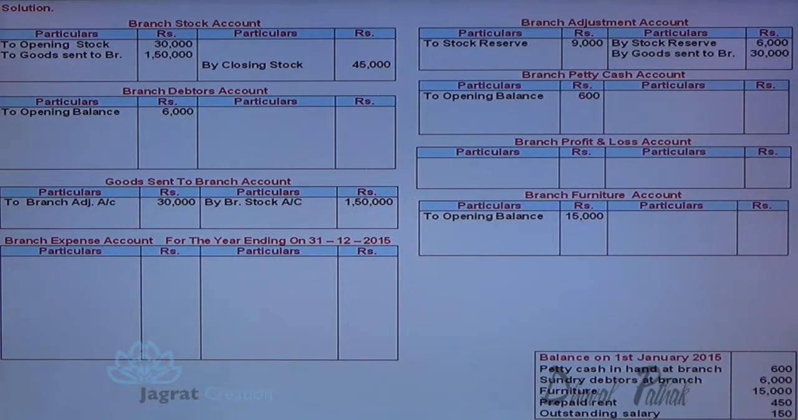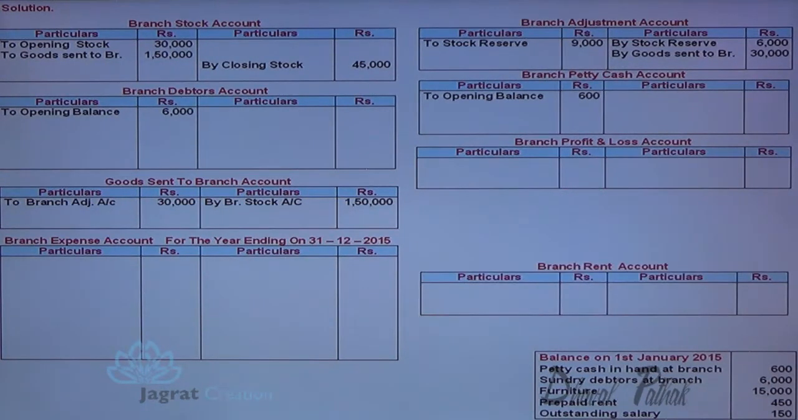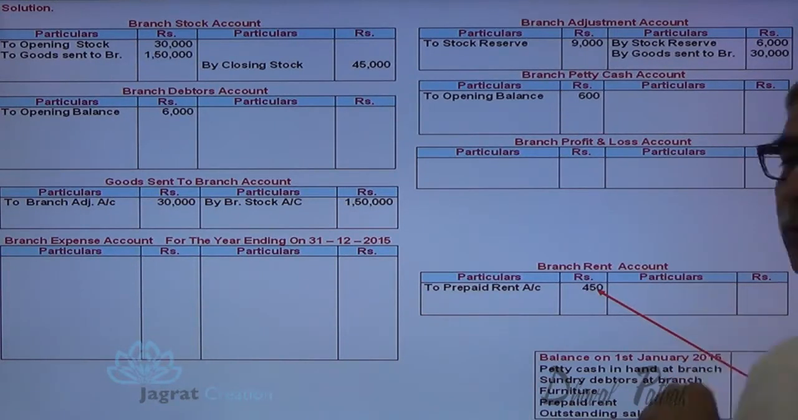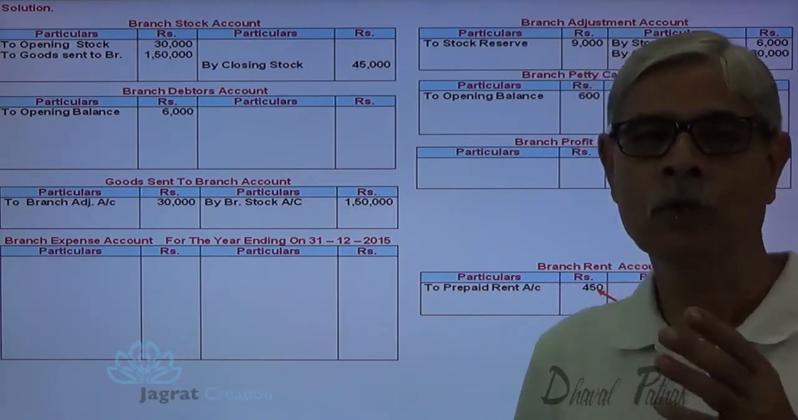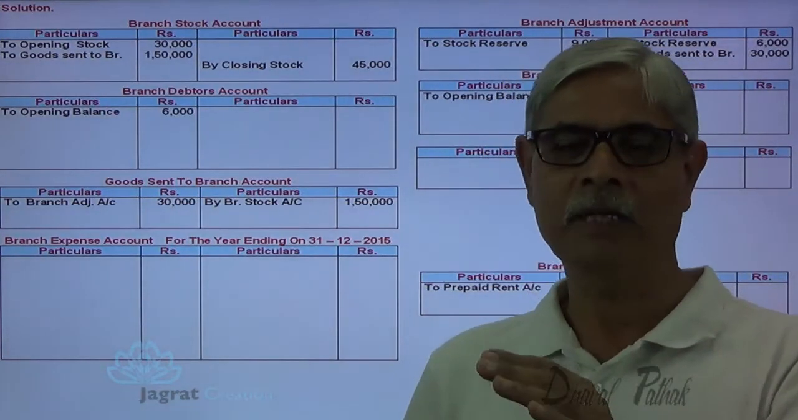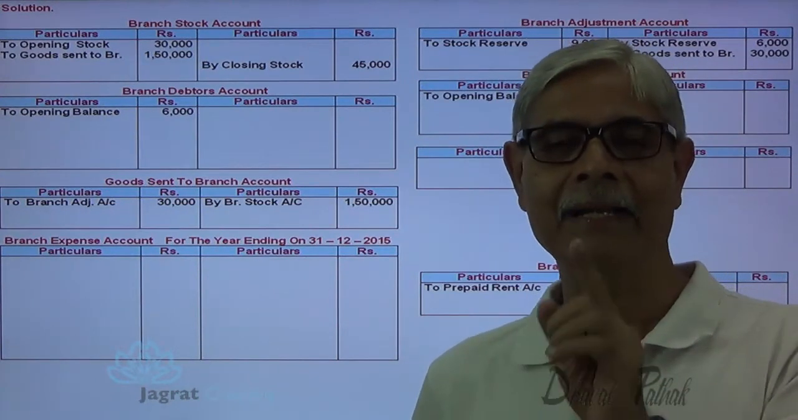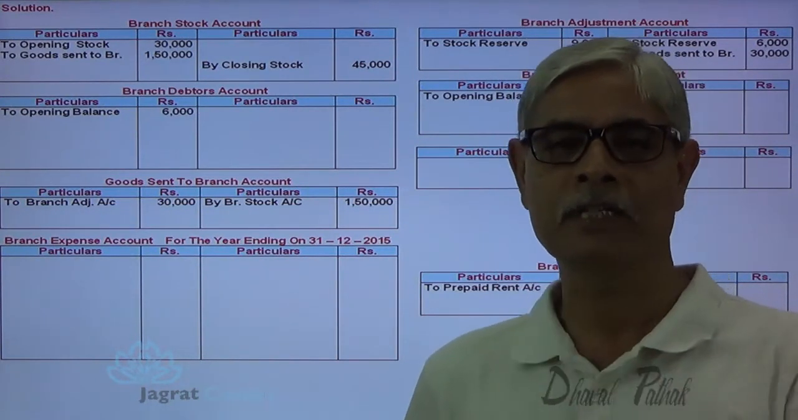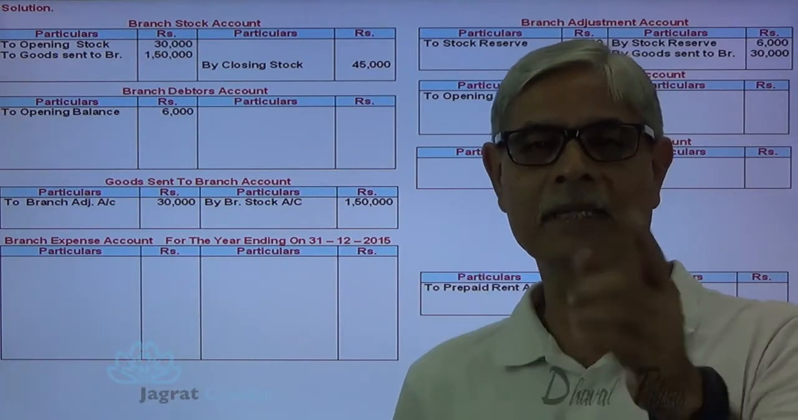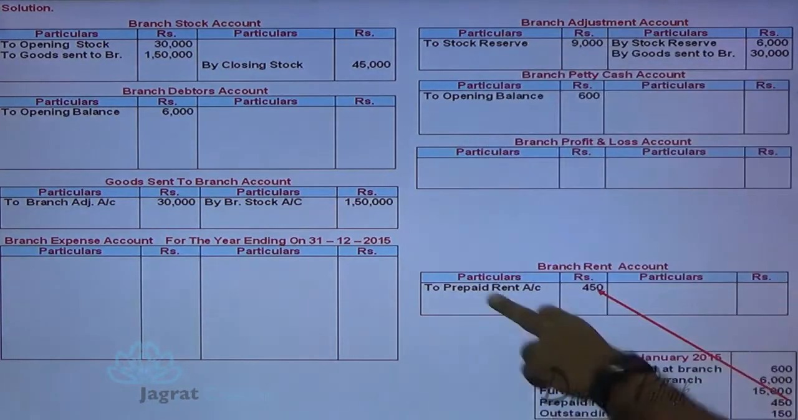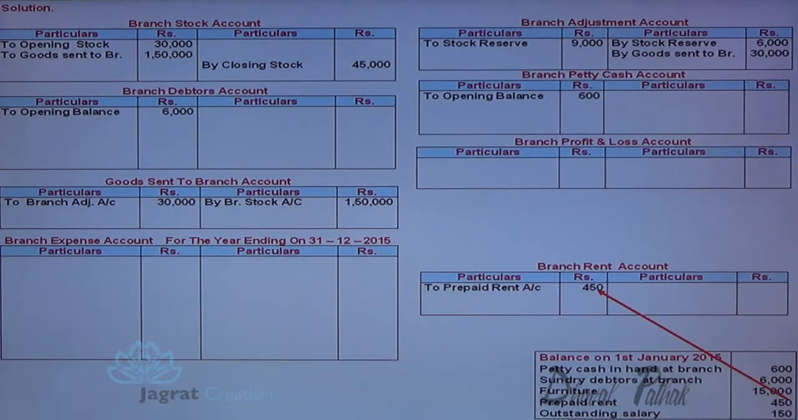Prepaid rent, that is also an opening debit balance. That will be transferred to rent account. So rent account debit to prepaid rent account. Rent prepaid at the beginning of the year is a rent expense of the current year. So prepaid rent at the beginning of the year is to be transferred to rent account. So rent expense account debit to prepaid rent account credit. This is how I have recorded the adjustment entry.